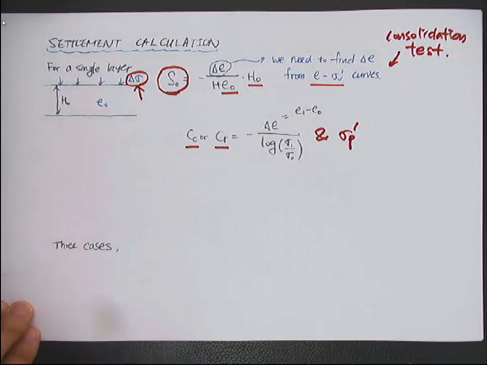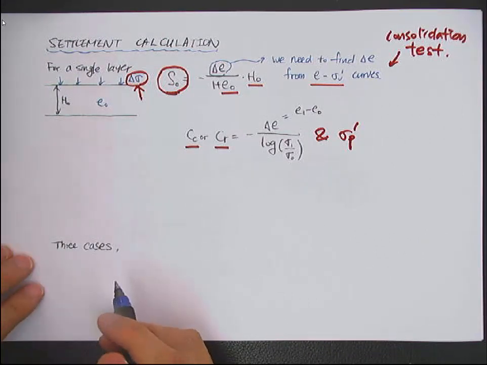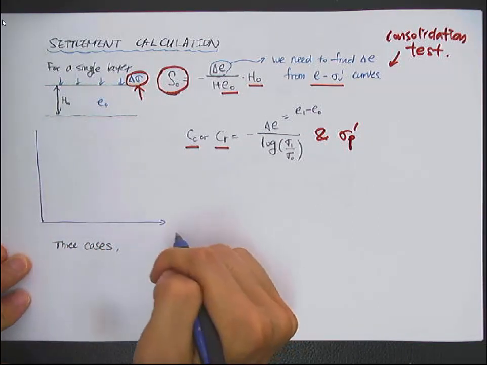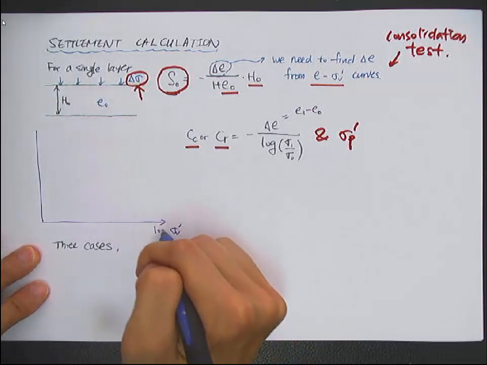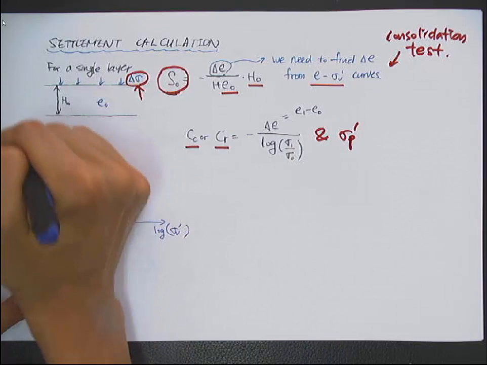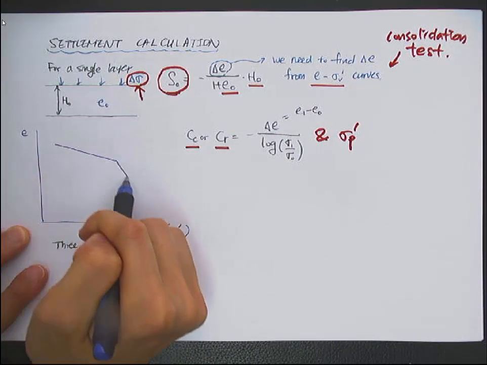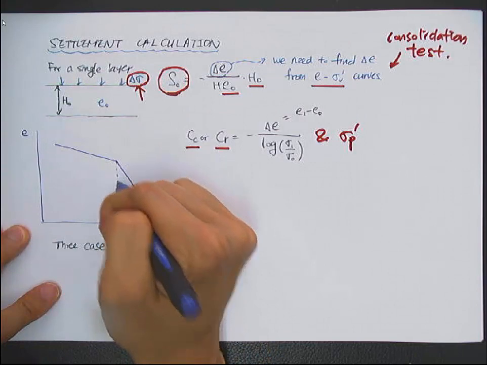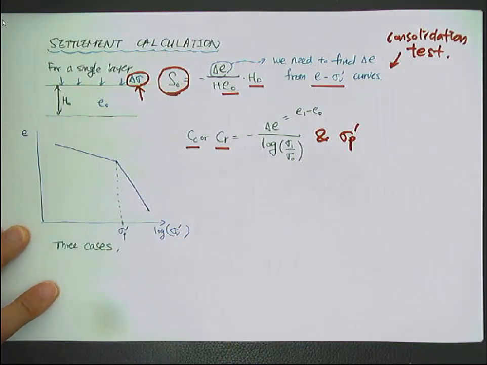So let's go back to the compression curve. The compression curve looks like this. Sigma v prime is on the logarithmic scale, and log e, and ideally it has a bilinear curve like this. And here, the deflection point or threshold stress is called the pre-consolidation stress.